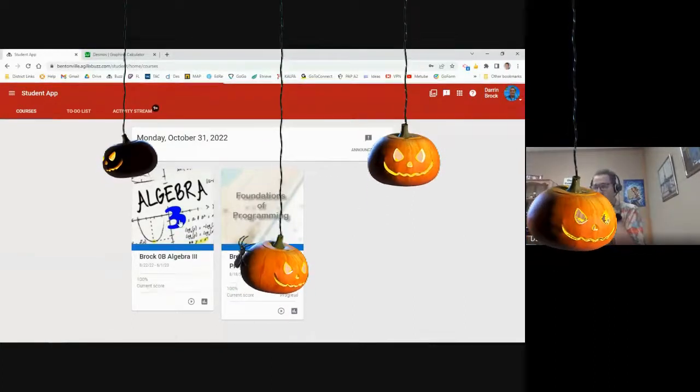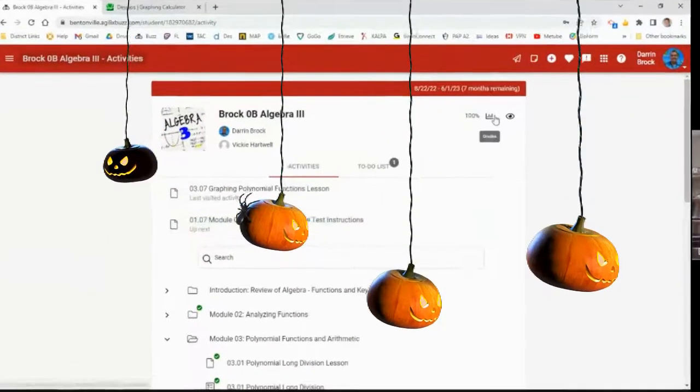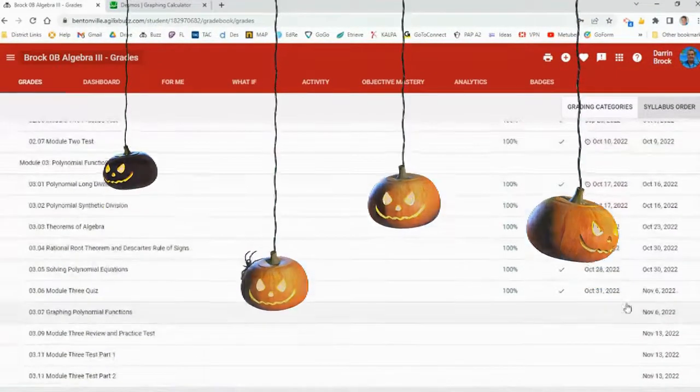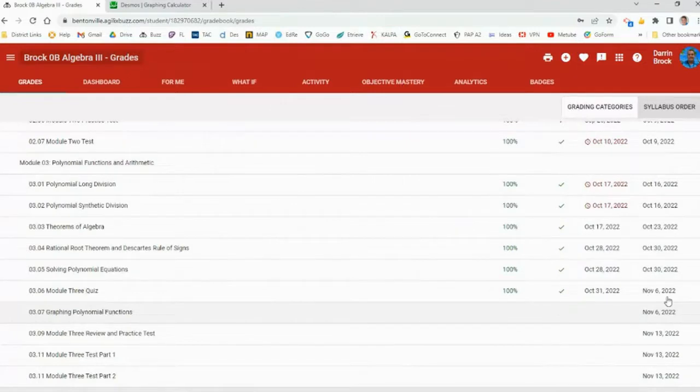All right. Algebra 3. Let's see what we have this week. Go to my grade screen up here. Scroll down. This is November 6th, this coming Sunday. So, that's the week we're on. First, we have a quiz, the Module 3 quiz. I've already taken my quiz. That's a quiz over the first 5 lessons we already have. So make sure and get your quiz done. In fact, I don't think Buzz will let you move on until you get the quiz done. So get the quiz done.